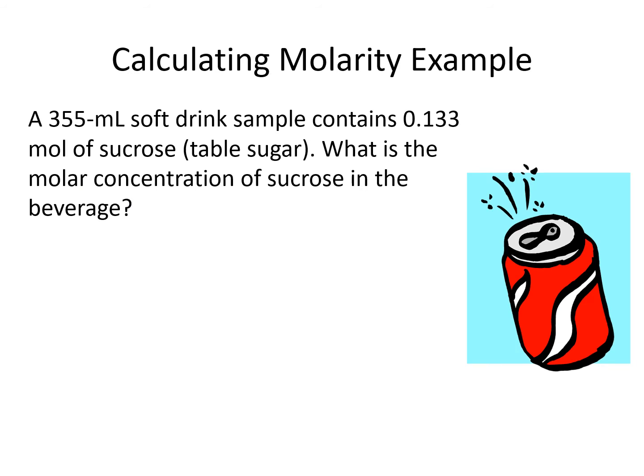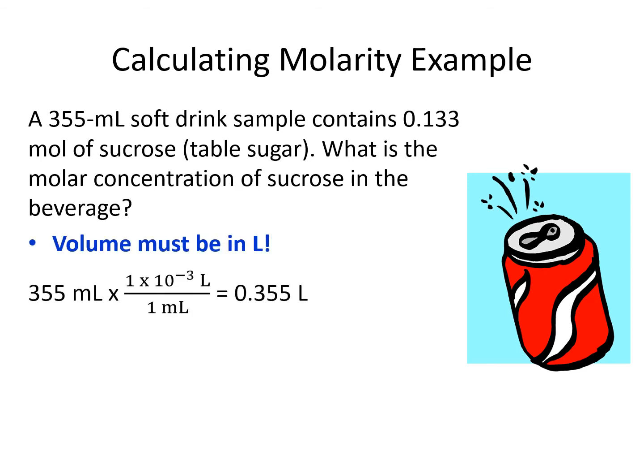So let's look at an example. We're trying to find the concentration of sucrose in a soda. We're given the volume of the sample in milliliters, and we're told how many moles of sugar are in that sample. So we know moles, and we have a volume, but in order to use our molarity equation, that volume must be in liters. So to change our milliliters into liters, we multiply by 10 to the minus 3 and come out with 0.355 liters as our volume of the soft drink.